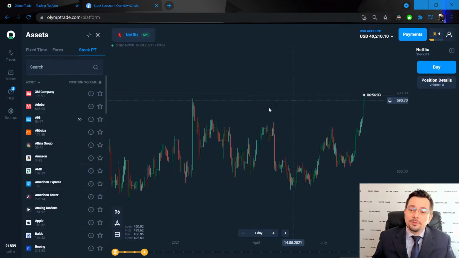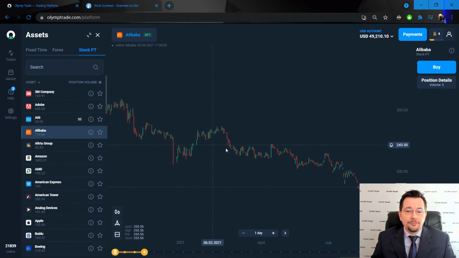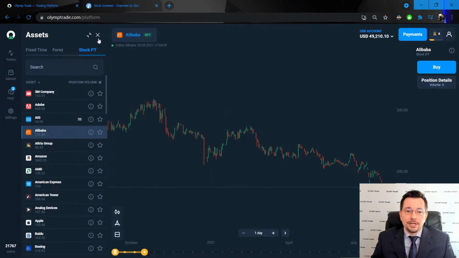Maybe this is a little bit misleading because from here, perhaps the price could drop down. Let's have a look at something else. Let's have a look at Alibaba. Oof, a very, very bearish trend that you guys can see here.